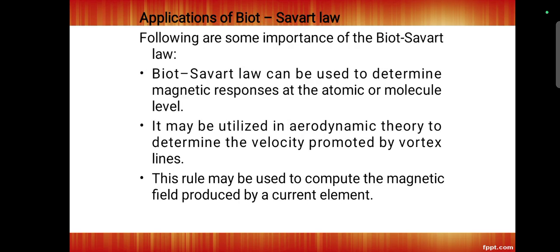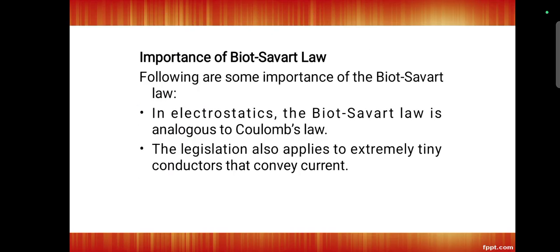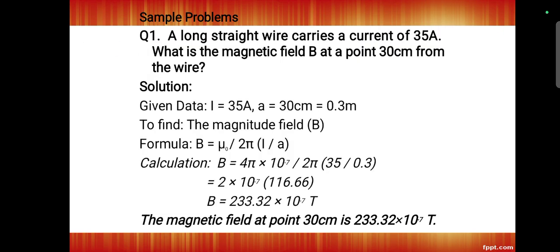While talking about the applications of Biot-Savart law, the following are the applications. It is used to determine the magnetic response at the atomic or molecular level. It may be utilized in aerodynamic theory to determine the velocity induced by vortex lines. And the importance of this law is the same as Coulomb's law in electrostatics. Biot-Savart law is used in magnetostatics.